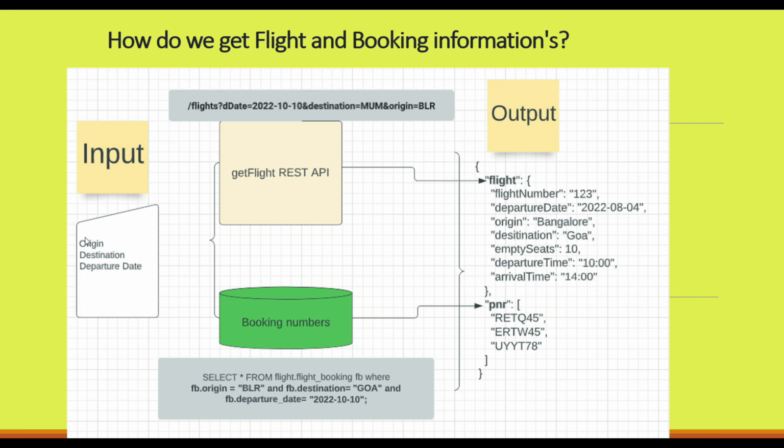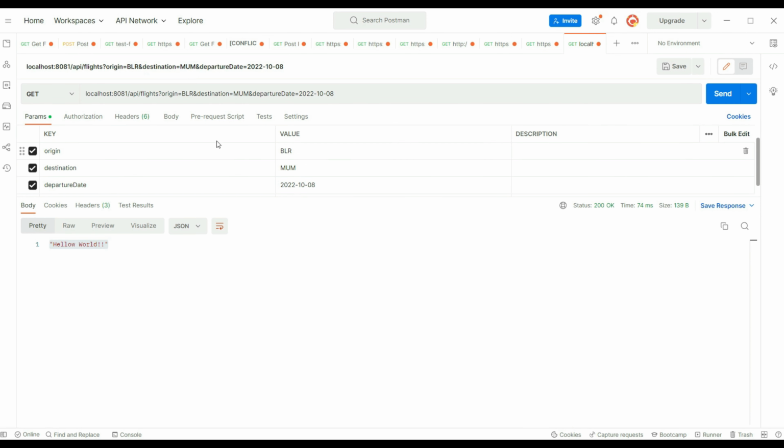If we check the REST API information, it takes origin, destination and departure date as input, and the same input is applicable for the DB call as well. The REST API will need departure date, destination and origin to be called, and when we call it, we will get flight information. At the end, we have to consolidate both the REST API output and the DB call output, and finally we will get the output in the form that we have defined in the API specification.